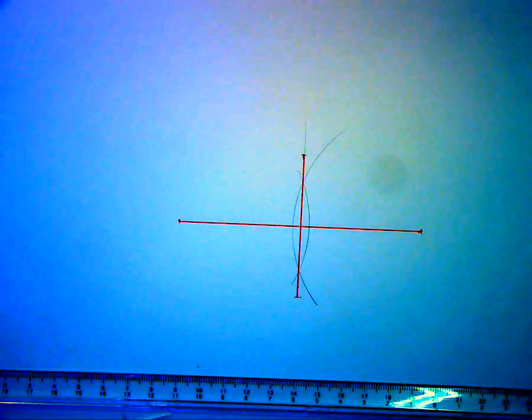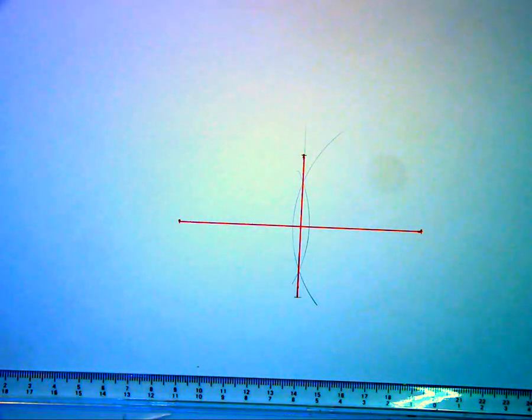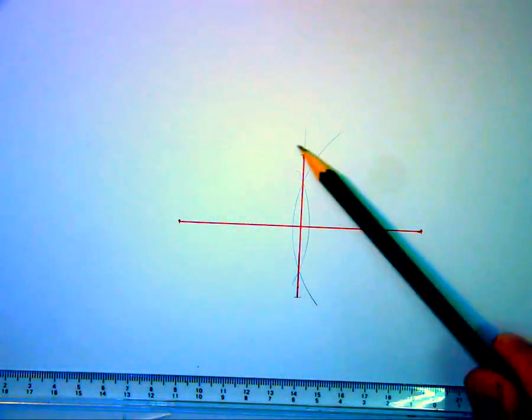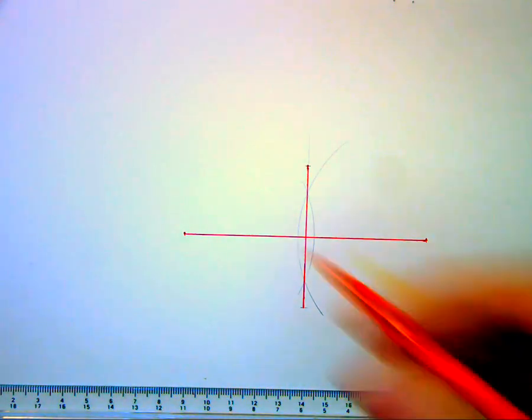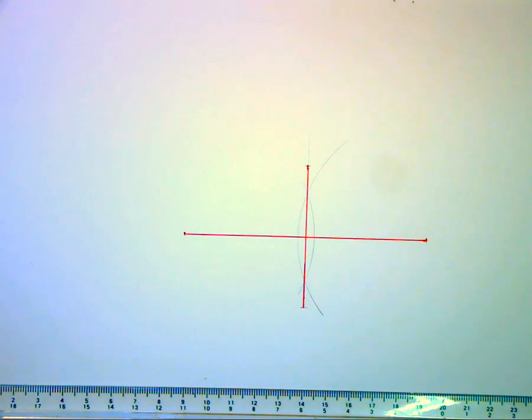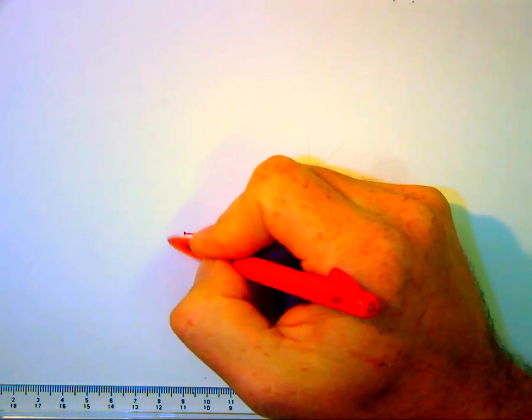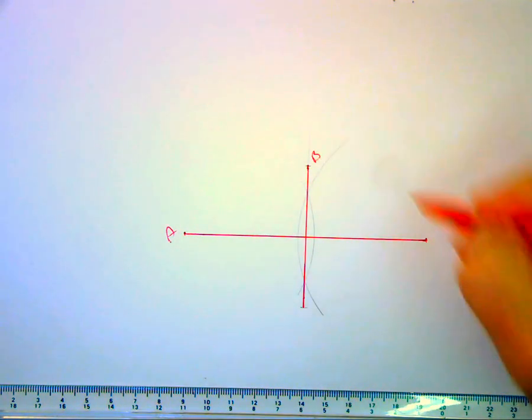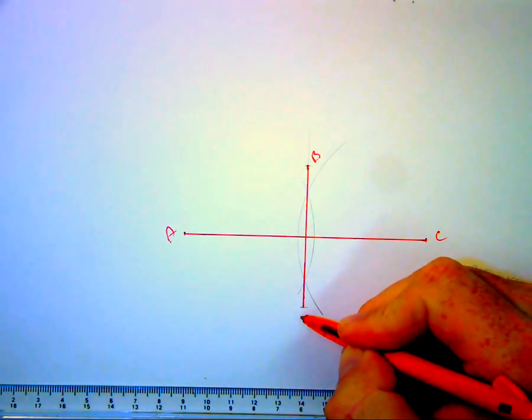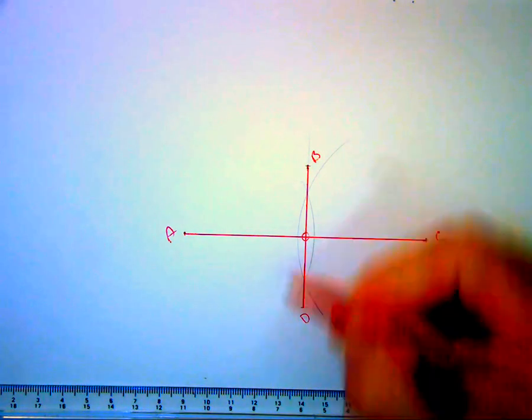Drawing of ellipse. An ellipse consists of two axes, a major axis and a minor axis. It's not necessary to label them, but for the exercise I'm going to label them A, B, C, and D, and point 0.